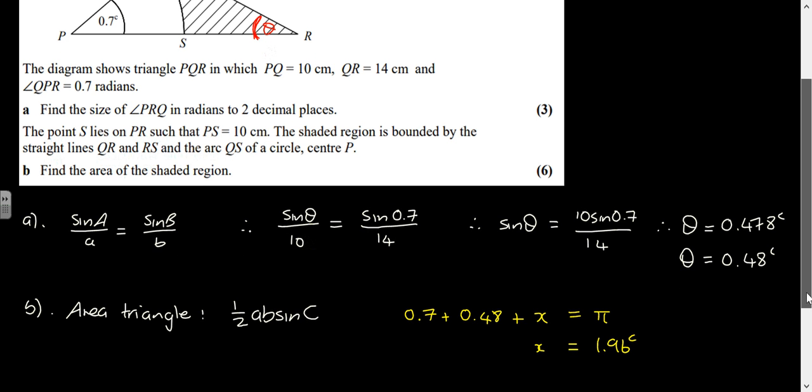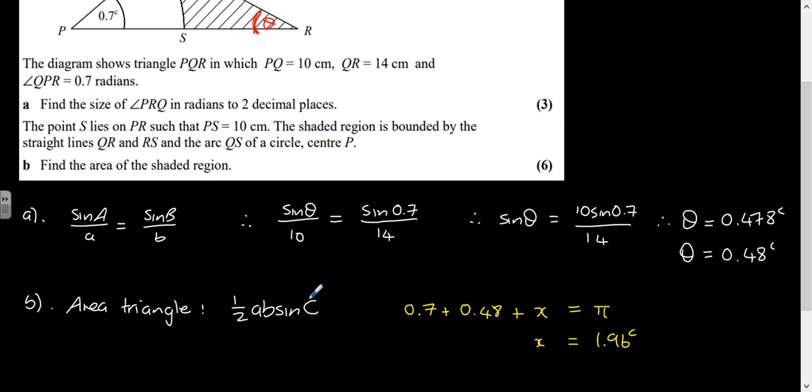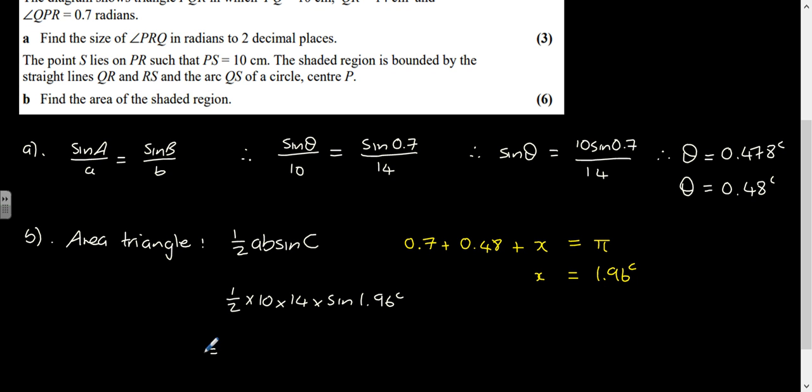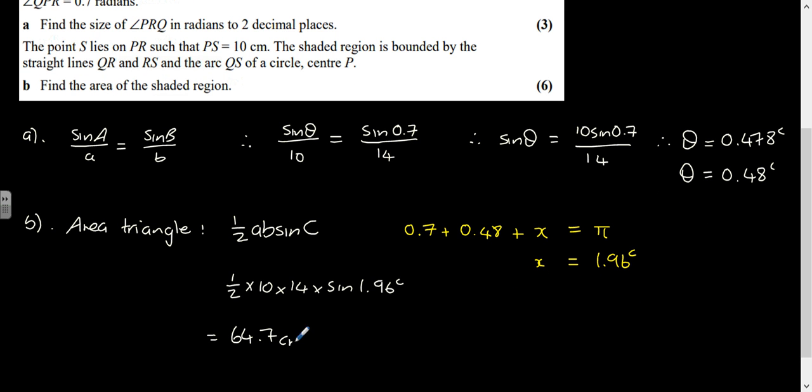Now that we've got that angle, we can apply the area formula. So we've got a half multiplied by my 2 sides, 10 and 14. So a half times 10 times 14 times sine of 1.96, and I'll leave that unrounded in my calculator. So we've got 1/2 of 10 times 14 times sine of my answer, which is 64.7 centimeters squared to 3 sig figs. But again, I'll use that unrounded. So that's the area of the whole triangle.